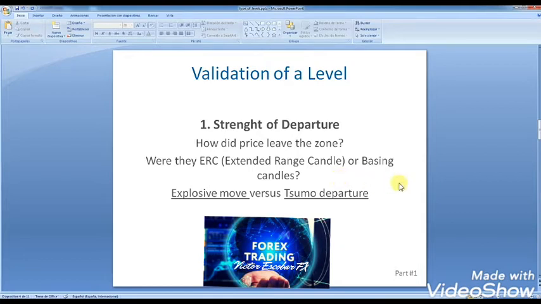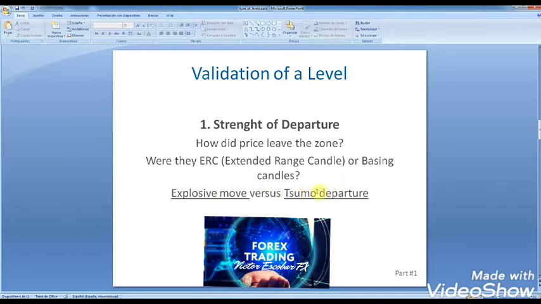So we'll start with the first one of them, which is, let's say, one of the most important variables, and that is the strength of departure. When we look at a chart, we have to always ask the same questions over and over again. The question we should ask when we look at the candles on any given chart is, how did price leave the zone? Was it an explosive move, or was it a slow move, like a sumo departure?